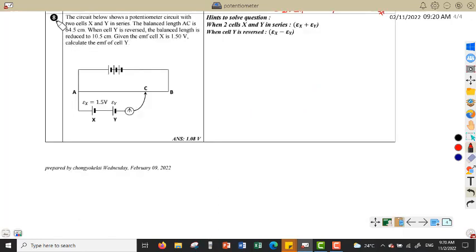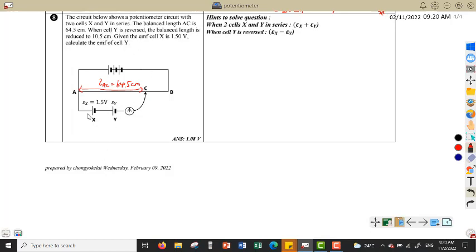So class, we proceed to question 8, the last question in this potentiometer worksheet. The circuit below shows a potentiometer circuit with two cells X and Y connected in series. The balance length AC is 64.5 cm.